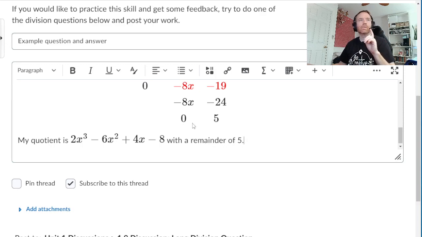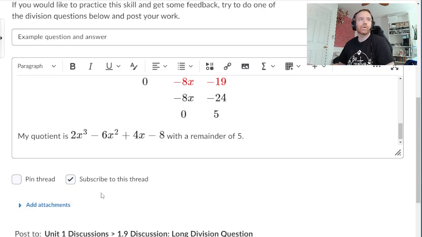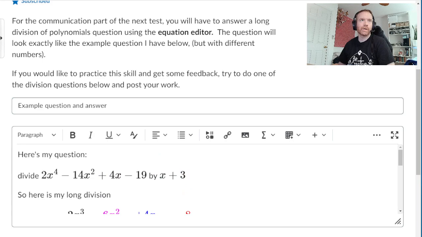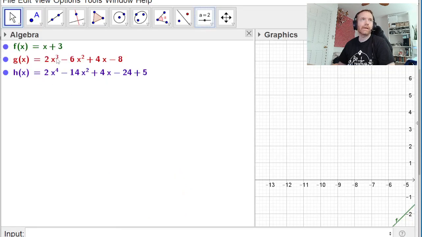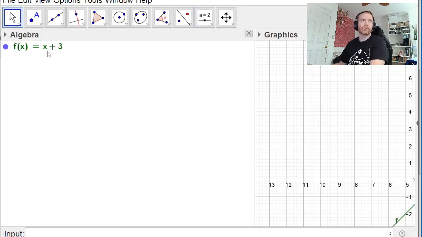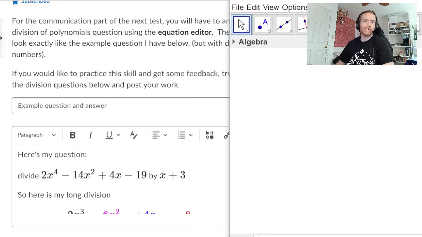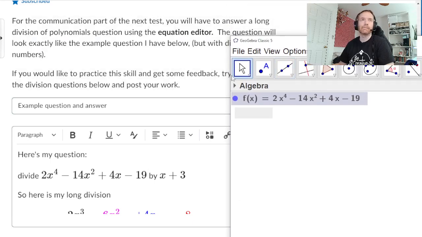Okay? Now, just before I sign off here, I also want to point out the incredible power of Geogebra. So let me save it in here, and let's go look at Geogebra for a sec. Let's start from scratch, so I can do it from the beginning. I'm going to type in my question: 2x to the 4, take away 14x squared, plus 4x, take away 19. That's my question.